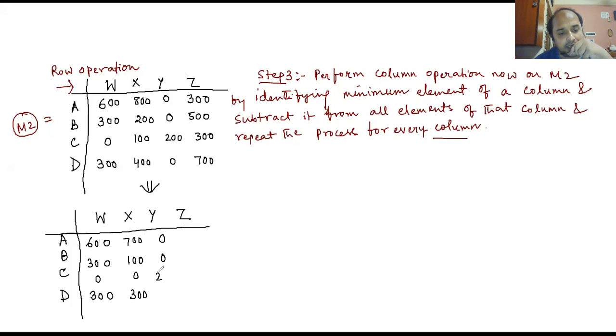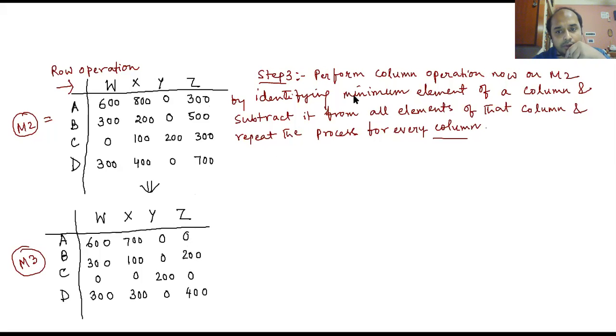Similarly, column 3 will not change because here the minimum element is 0. So there will be no change in column 3. And in column 4, the minimum element is 300. So that will be subtracted from the other elements. So we get 300 minus 300, that is 0. 500 minus 300, that is 200. 300 minus 300, that is 0. And 700 minus 300, that is 400. By this operation, we have got our matrix 3.